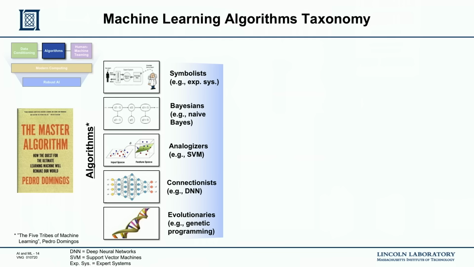There are numerous taxonomies. I'm going to give you two of them today for how you describe machine learning algorithms. One interesting way is from Pedro Domingos at the University of Washington, in which he says that there are five tribes of machine learning. There are the symbolists, an example of which would be expert systems. There are the Bayesian tribes, an example of an algorithm within that being naive Bayes. There are the analogizers, an example of which would be a support vector machine, the connectionists, an example of which would be deep neural networks, and the evolutionaries, an example of which might be genetic programming.